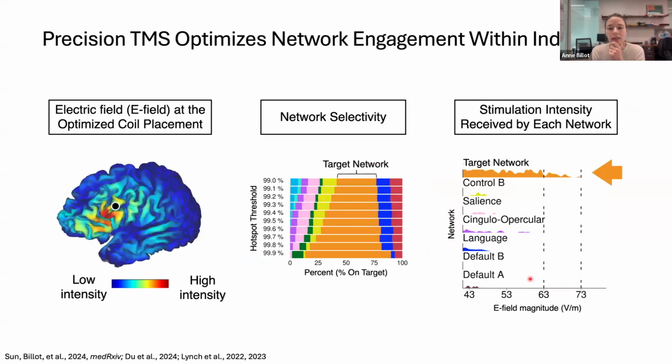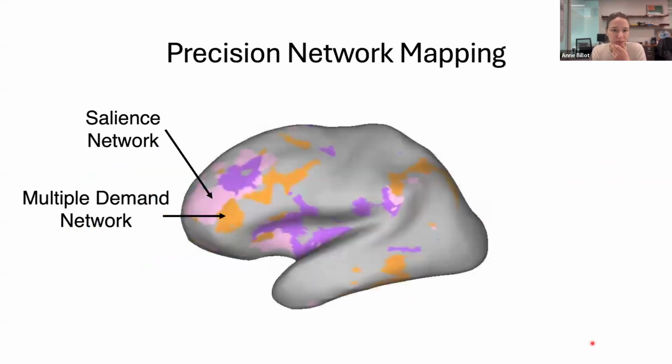And once we have determined the best coil placement, we can prospectively estimate how selective the stimulation will be at engaging a specific network by measuring the overlap between the hotspot of the electrical field, as you can see here in red, and each network. And you can see here on this graph the proportion of each network that is overlapping with the hotspot of the E field at different thresholds for this hotspot. And we can also measure the total and maximal intensity received by each network. And again, here you see that the target network receives the highest intensity of the stimulation, the highest intensity of the electric field.